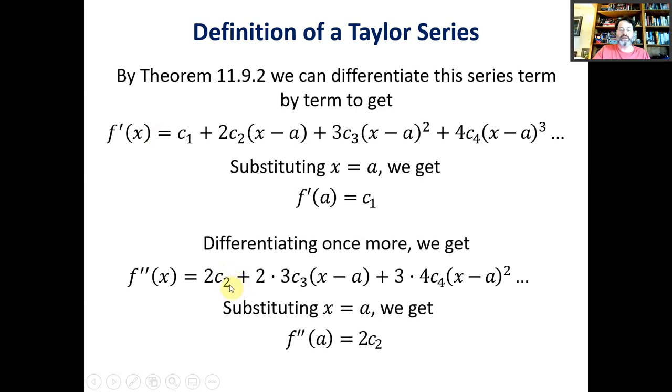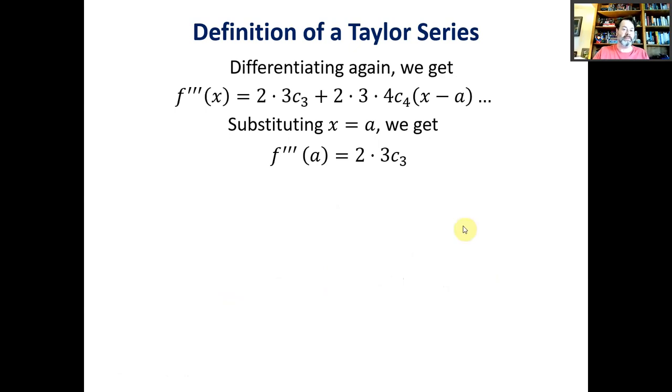So here's our second derivative. Again, this was an x minus a to the 0, so it goes away. The 2 came out front, the 3 came out front, and now we get f double prime of a is 2c2, right? Because it's the only thing left over after we plug in x minus a. And if we do it one more time, you can keep seeing the pattern. So here's the third derivative. This was an x minus a to the 0. This 2 came to the front. Plug it in, and everything to the right of that becomes 0 when we plug in x equals a.